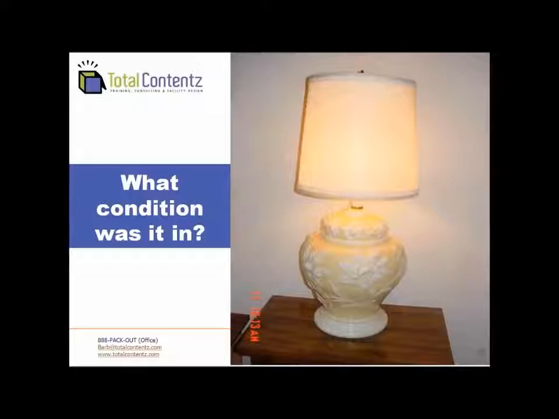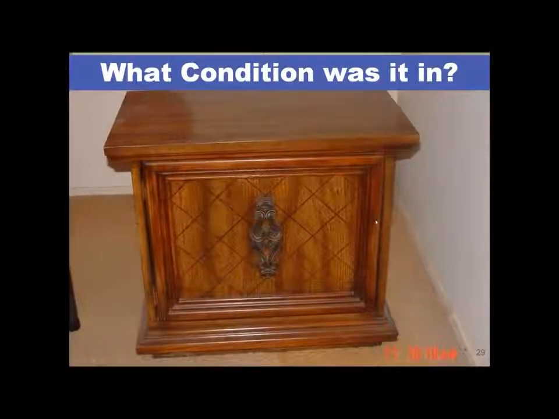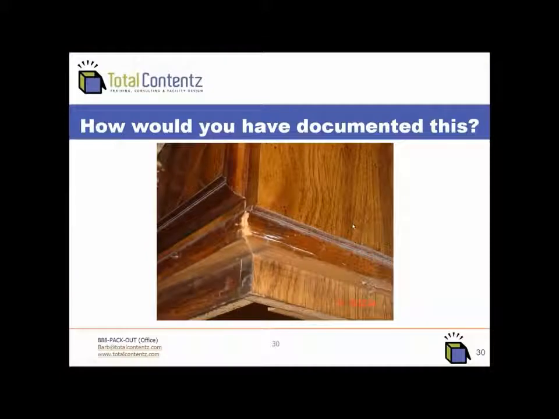And then we want to consider the condition that the items are in. So this piece, it looks like it's in pretty decent shape. I don't see any obvious damage from here, other than the fact you might not think it's very attractive. And then how about this one? From a distance, it looks like it's fine. But then when you zoom in on it, you move it around, now you start to see some damage.